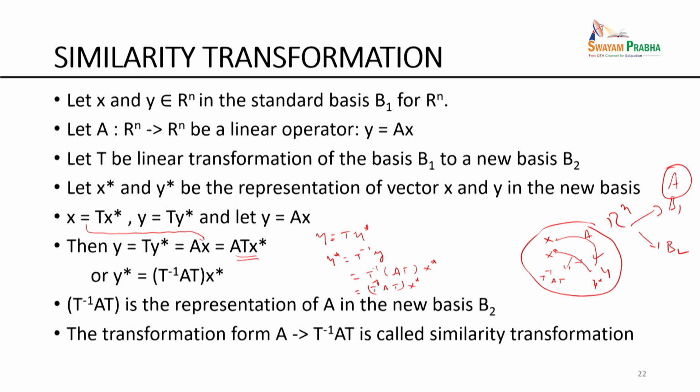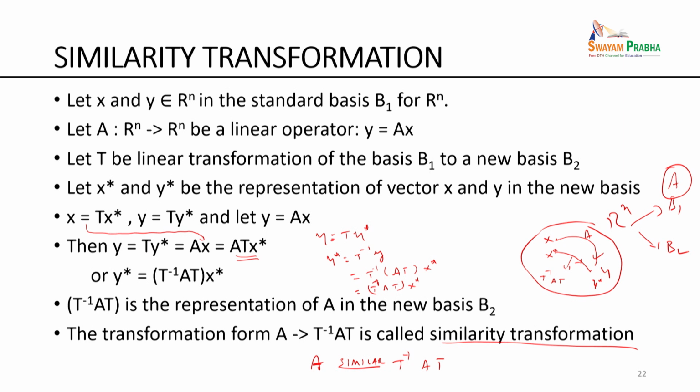So, the matrix A and T inverse A T, what do they do? They map the same point to the same point as A does. A transfers x to y in the old basis. T inverse A T transforms x star to y star in the new basis. They do make the same action. Therefore, these two matrices are called similar matrices. And this transformation of making A to T inverse A T is called the similarity transformation.